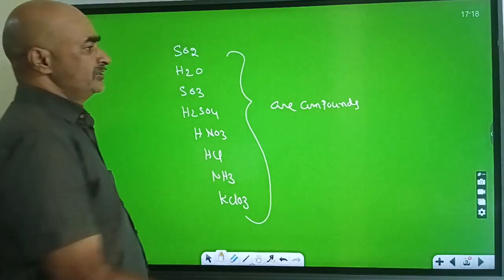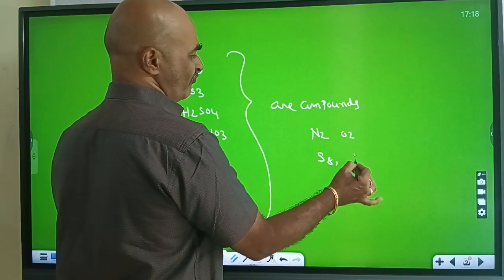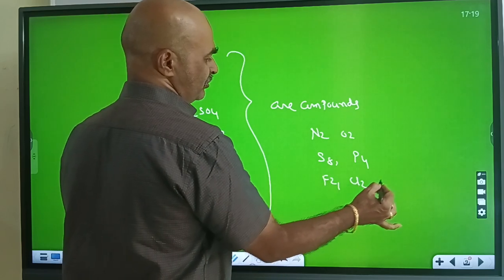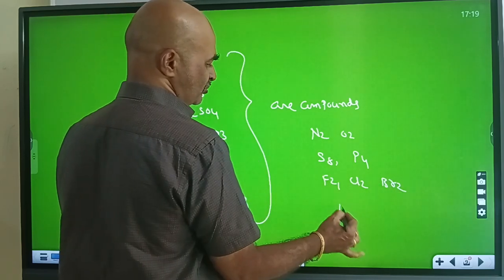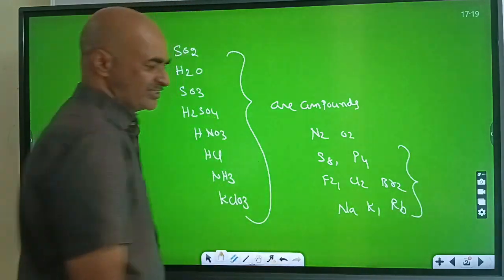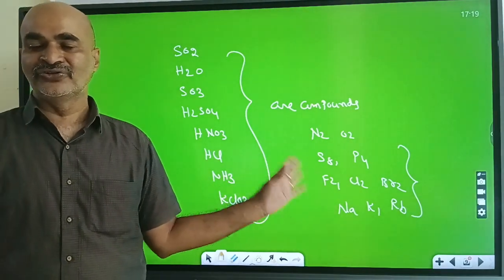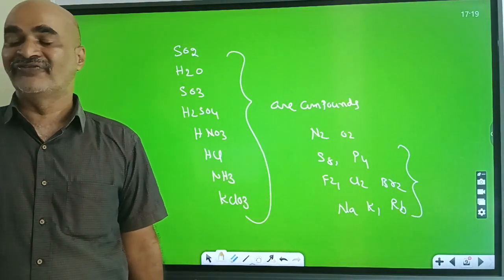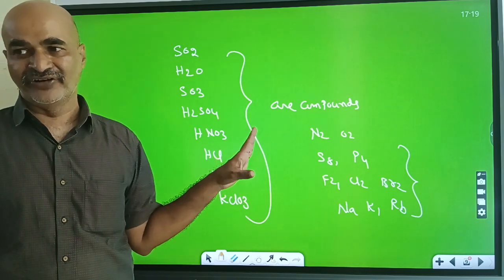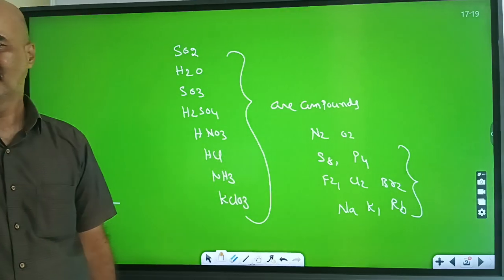Generally, these are elements: nitrogen, oxygen, sulfur, phosphorus, fluorine, bromine, sodium, potassium, rubidium. On heating, they do not produce two different elements or substances. These are the compounds. This is the main difference between compounds and elements.